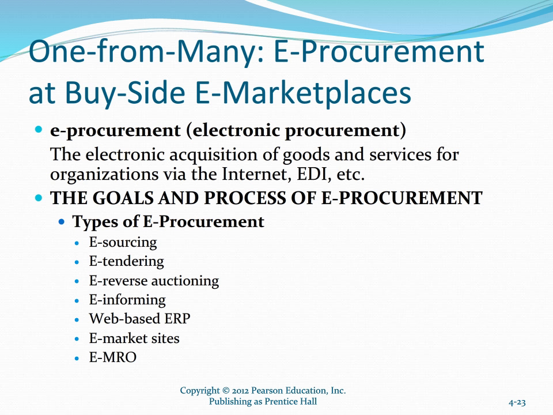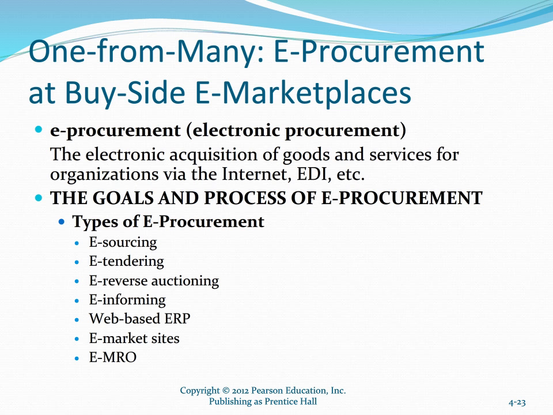E-procurement is the electronic acquisition of goods and services for organizations via the internet, EDI, etc. The goal behind it is to be able to control, simplify, and automate the purchase of goods and services from multiple suppliers. The vast majority of the time, we do this through the use of internet technologies. As far as the types of e-procurement, there's a variety of different types: e-sourcing, e-tendering, e-reverse auctioning, and so on.